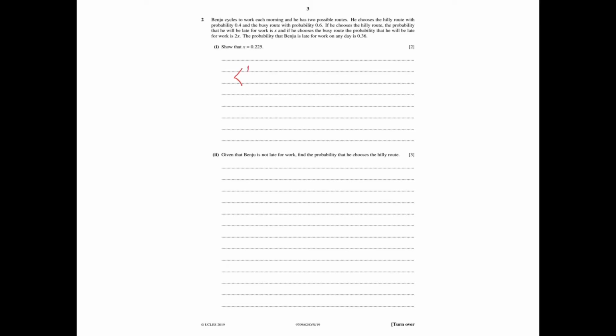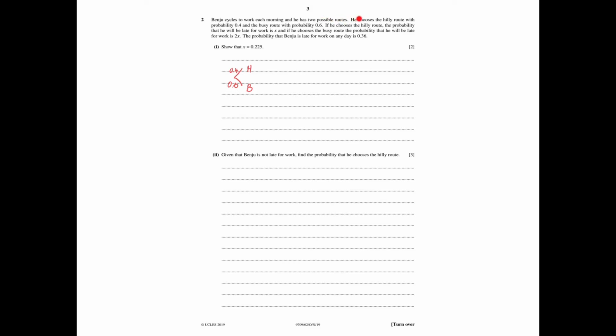H represents the hilly route, and let's say B represents the busy route. We put the probabilities on the lines, 0.4 and 0.6. So let's continue the question.